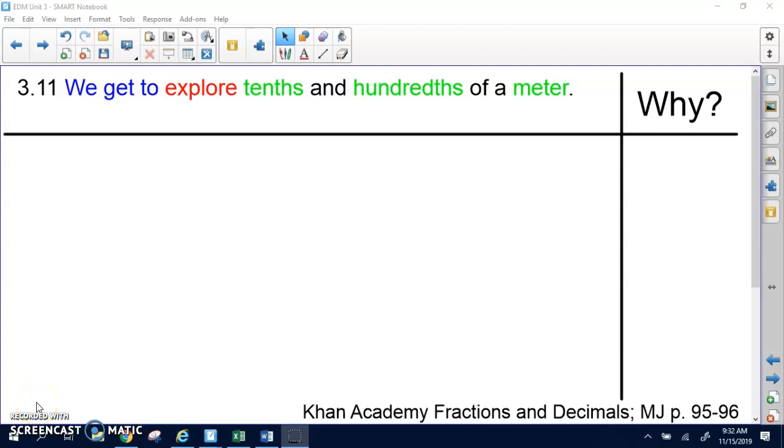3.11, we get to explore tenths and hundredths of a meter. In the United States, we use what's called the U.S. traditional imperial system, and it's feet and yards and inches. I guess you have to have this memory that there's 12 inches to a foot, and then you have to multiply by 12, and it's not really easy to multiply by 12.